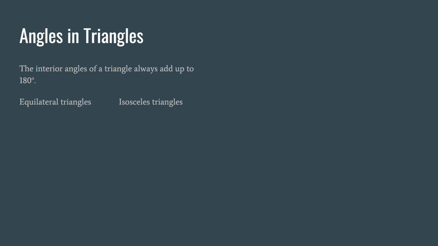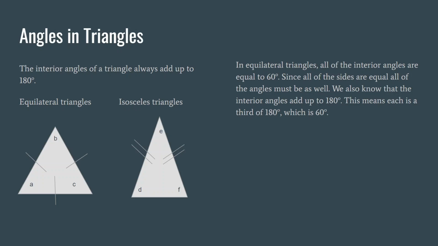Finally, we look at angles inside and outside a triangle. The interior angles of a triangle, the angles on the inside of the triangle, always add up to 180 degrees. In equilateral triangles, all of the sides are equal, so the interior angles are also equal. This means that A is equal to B is equal to C. That must mean all of the angles are 180 degrees divided by 3, which is 60 degrees.